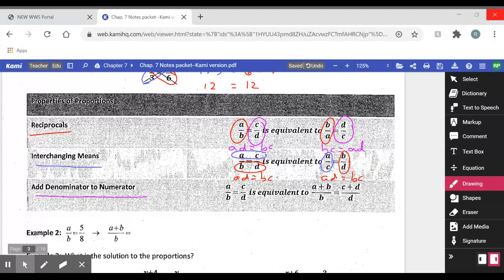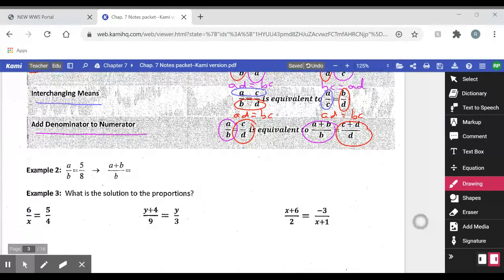So you can see here that they did A plus B over B. So A plus B over B, so numerator plus denominator over denominator, and then they just followed the same pattern over this on the other side, C plus D over D. So again, we're going to practice some of those down below.